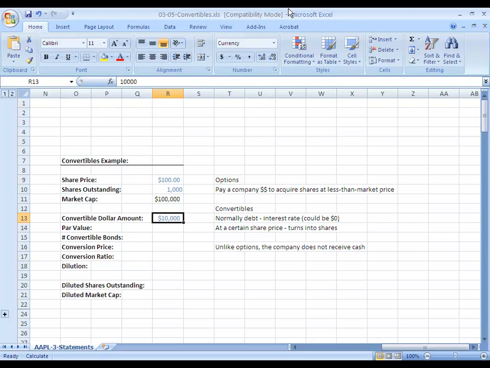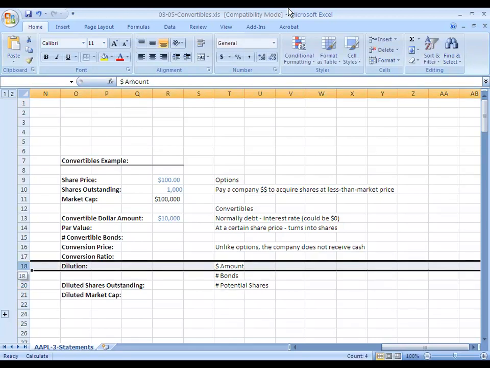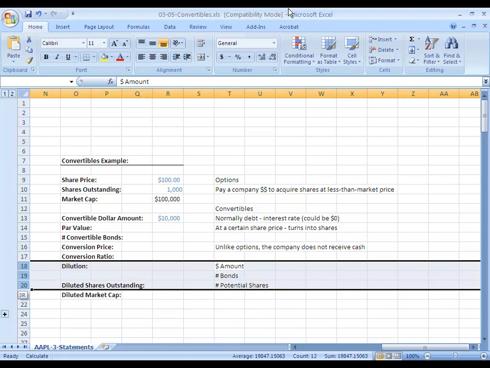Once you have that, the next question you need to figure out is that's the dollar amount, but you need to figure out how many physical bonds there are. And really with convertibles, there are three things you have to think about. One is the dollar amount, one is the number of bonds, and then the last one is the number of potential shares. And these are all related because the dollar amount determines the number of bonds, and the number of bonds determines the number of potential shares. But you have to go through a multi-step process like that when you're dealing with convertible bonds.